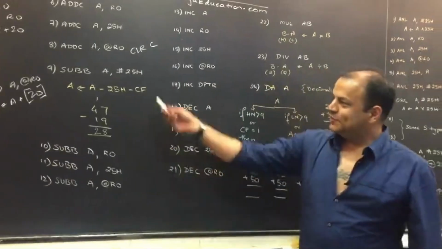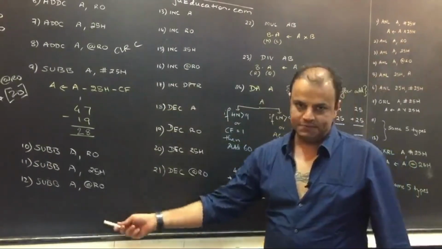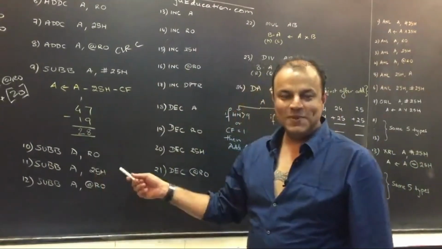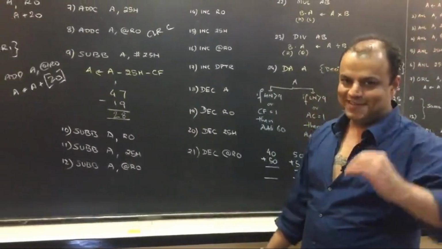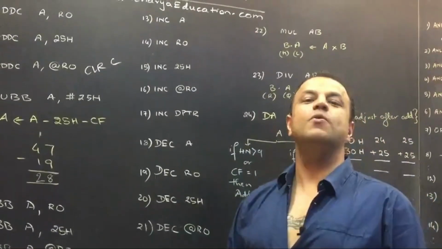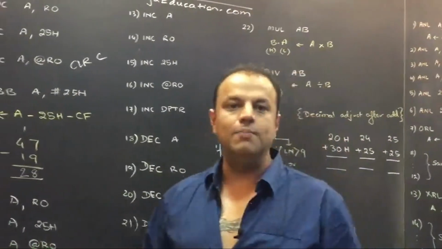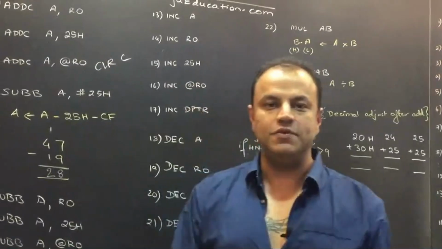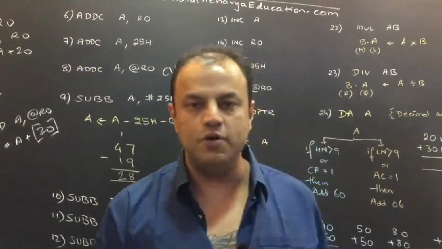Are you clear? So there is subtract with borrow. Again, there are 4 types. I'm not going to repeat it: with the register, with the address, with the location pointed to by the register. I'm sure you understood this by now. Now increment, the simplest instruction in the world. Increment A will become A plus 1. As simple as that. If it was 25, it will become 26. If it was 74, it will become 75.